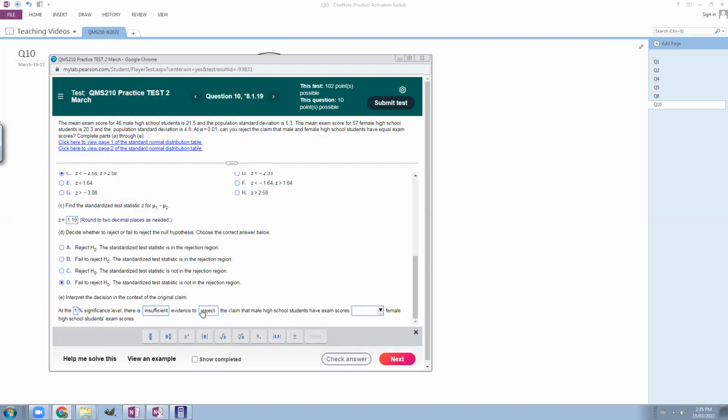That's a spot where students will get tripped up pretty easily. But there's not enough evidence to reject the claim that male exam scores are equal to female exam scores. That was the claim, that they're equal. And so this is it. This is question 10. It's our 2-sample Z test.